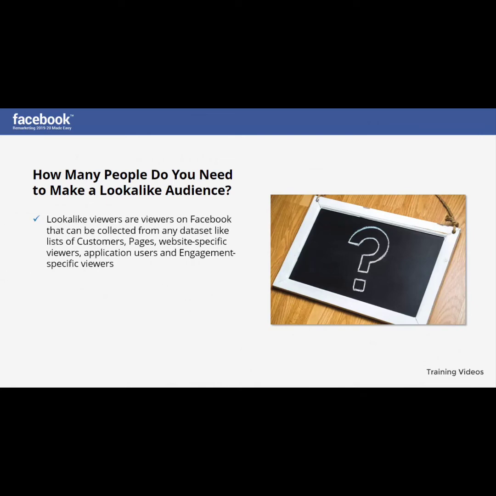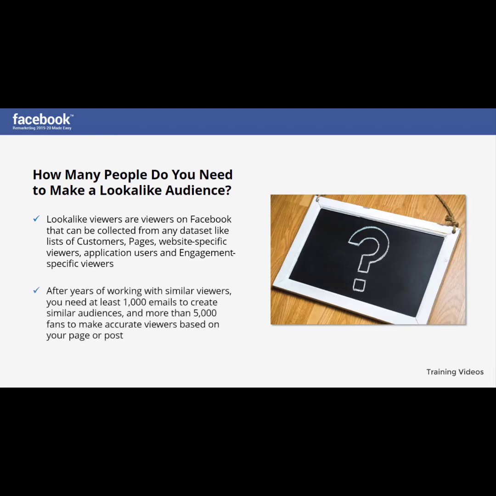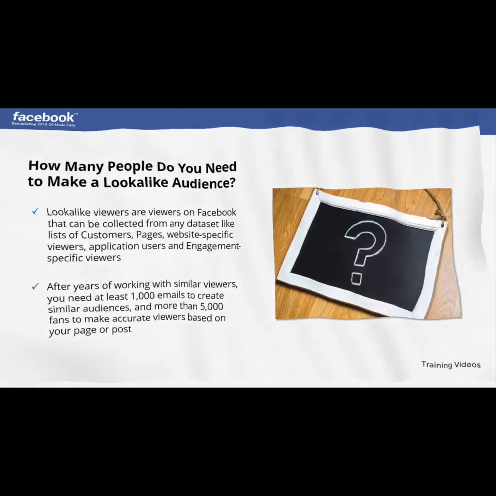Lookalike viewers are viewers on Facebook that can be collected from any dataset, like lists of customers, pages, website-specific viewers, application users, and engagement-specific viewers. At a minimum, you need 100 users to be able to create similar audiences from many datasets. After years of working with similar viewers, you need at least 1,000 emails to create similar audiences, and more than 5,000 fans to make accurate viewers based on your page or post.